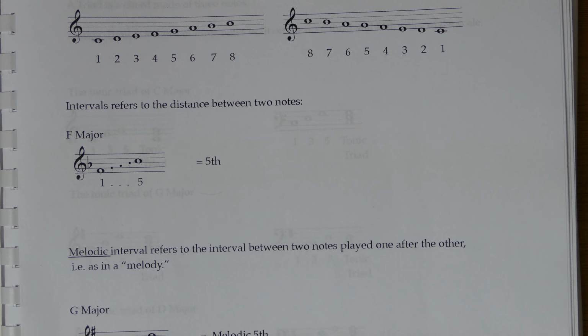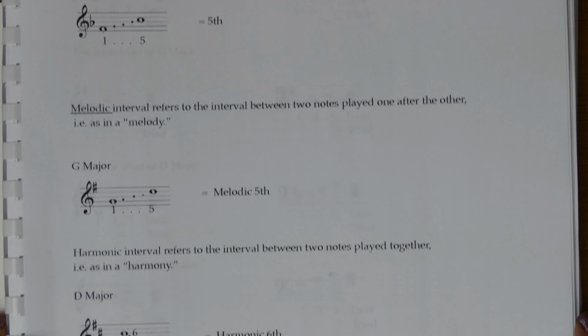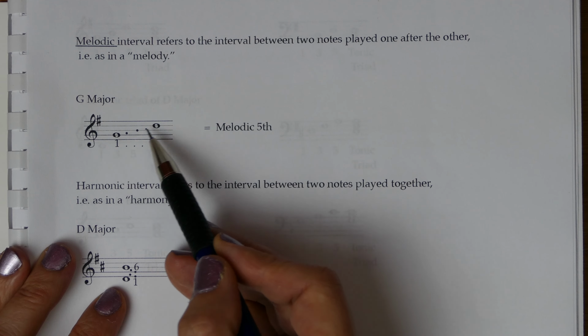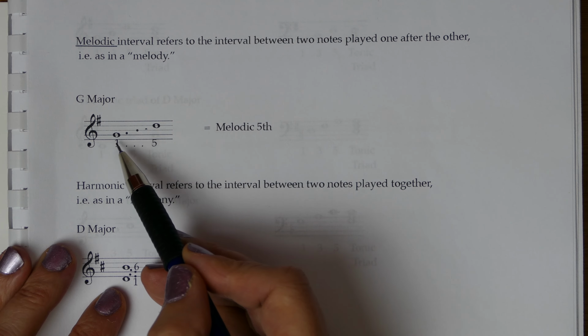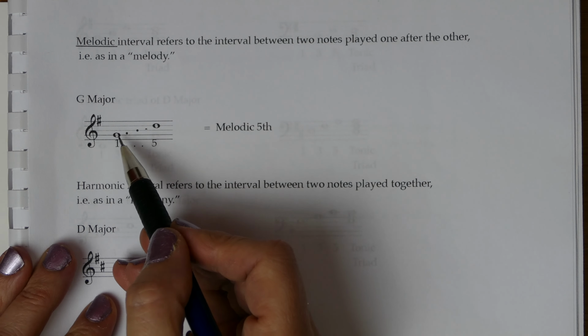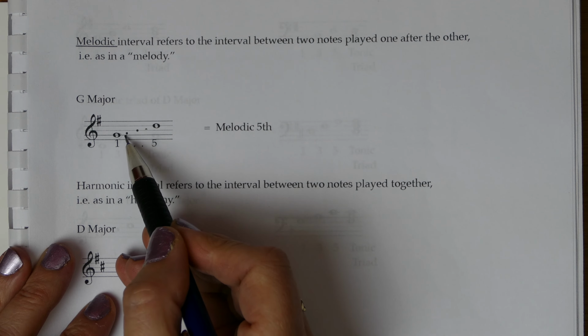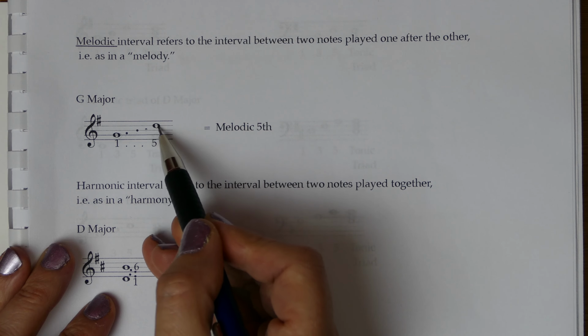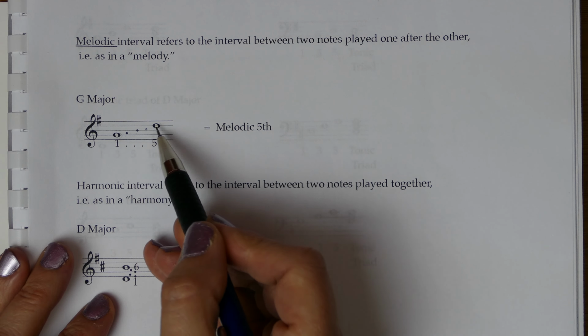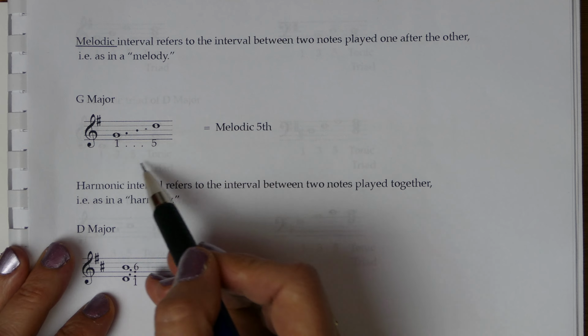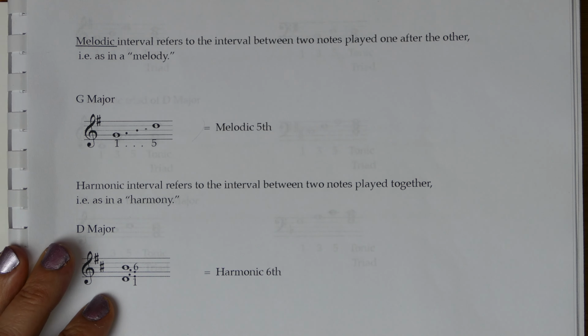However, we've got a little bit of extra information to add to that, because we can refer to these intervals in 2 different ways. When the 2 notes come one after another as if it was in a melody, we would call it a melodic interval. So here, G is the first, 1, 2, 3, 4, 5 to the 5th, and because the notes are following one after the other, we'd call that a melodic 5th, as if it was in a melody.